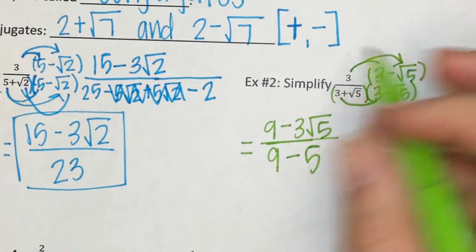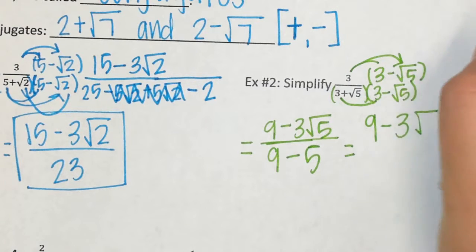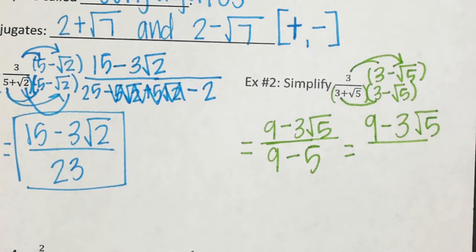Okay, so let's reduce. The top stays the same: 9 minus 3 square root of 5. What's 9 minus 5? 4. That's it.